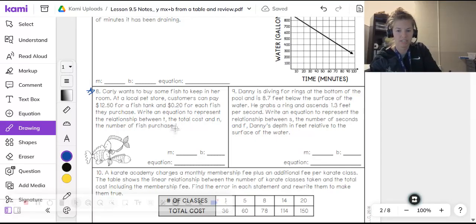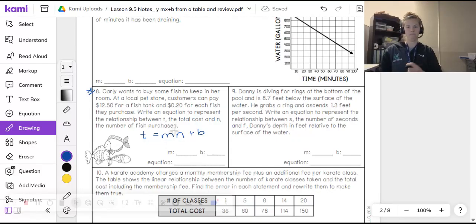Write an equation to represent the relationship between T, the total cost, and N, the number of fish purchased. So they want us to use T instead of y, so T, the total, equals m times n plus b. They want us to use N instead of x this time. We're still using m for our slope and b for our y-intercept. Remember, m is the coefficient of n, which means it's the thing being multiplied by the number of fish you decide to buy. The cost of each fish is going to be your slope, so m needs to be 0.2, or 20 cents.